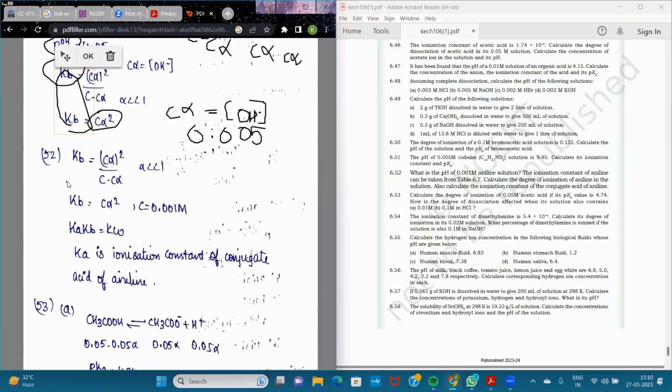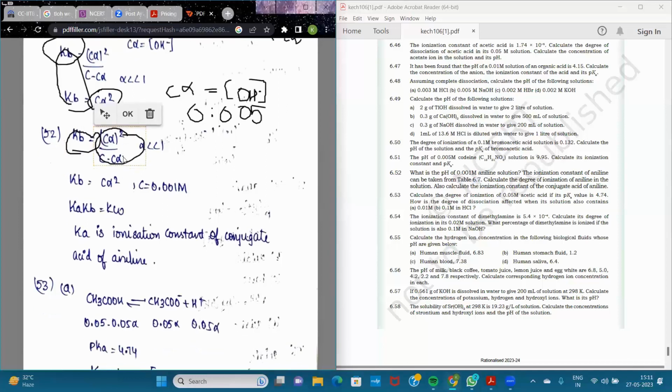52nd question. What is the pH of 0.01 molar aniline solution? The ionization constant of aniline can be taken from table 6.7. If we revise the synopsis, we can find the value of aniline. Calculate the degree of ionization of aniline in the solution, also calculate the ionization constant of conjugate acid. Aniline is a base, so we'll write ionization constant as Kb. That is similar expression, C alpha whole square by C minus C alpha.